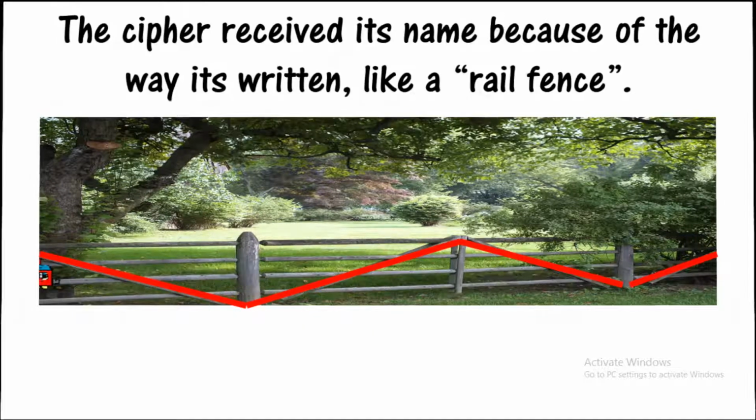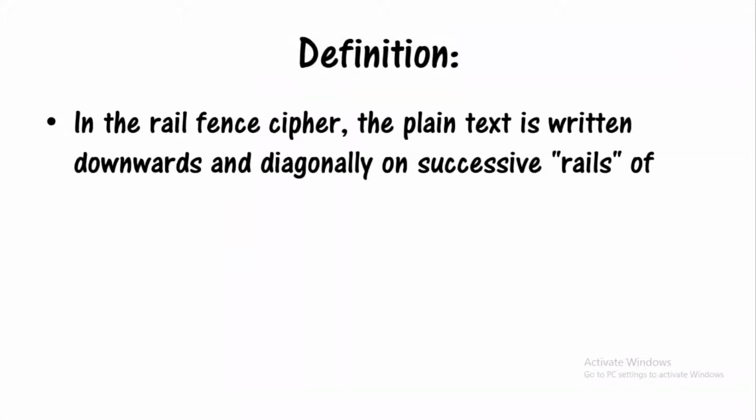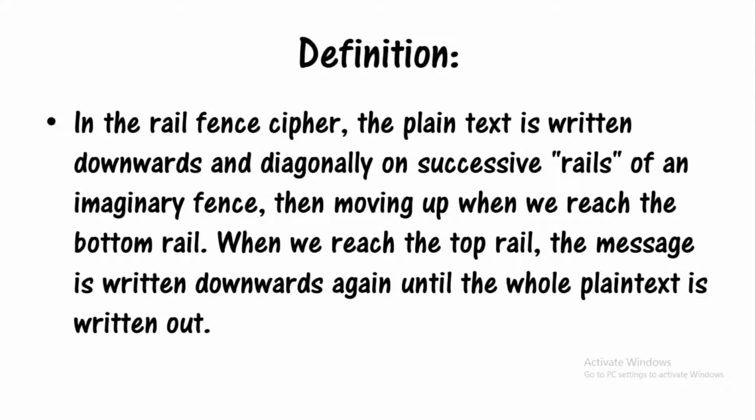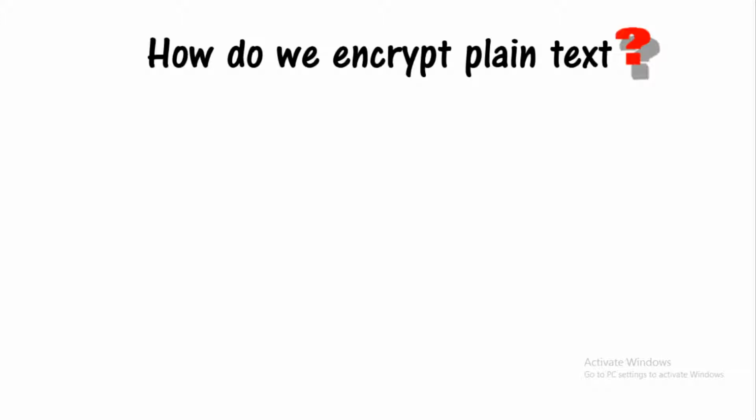Now the definition. In the rail fence cipher, the plain text is written downwards and diagonally on successive rails of an imaginary fence, then moving up when we reach the bottom rail. When we reach the top rail, the message is written downwards again until the whole plain text is written out. So exactly what we have learned right now. Now let's look at how to encrypt the plain text.